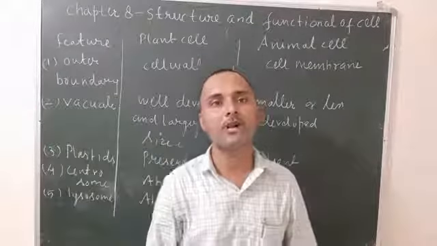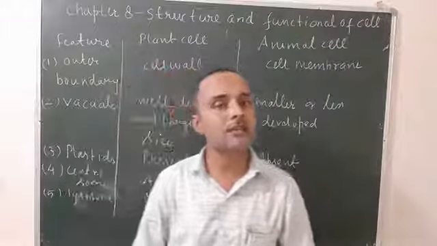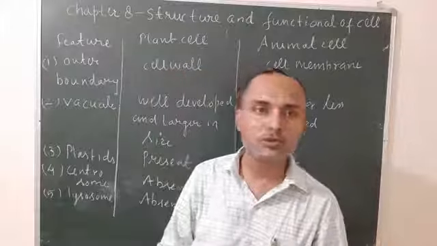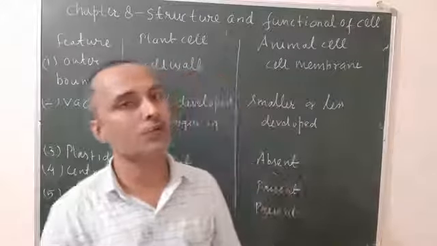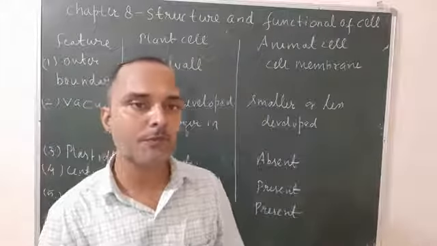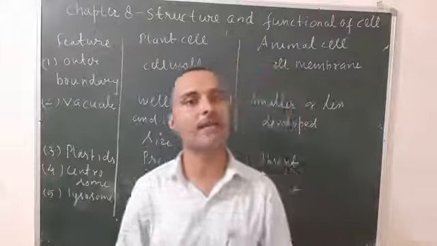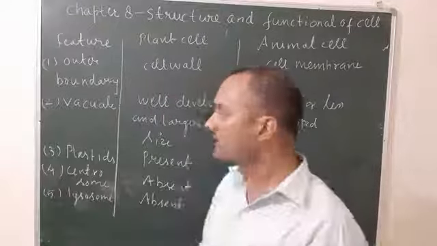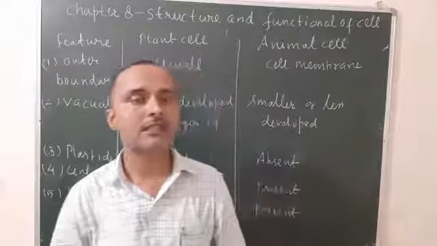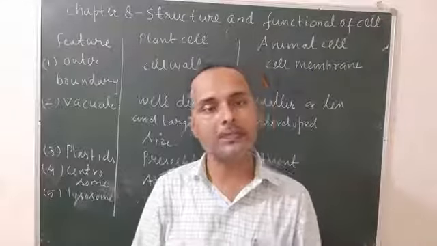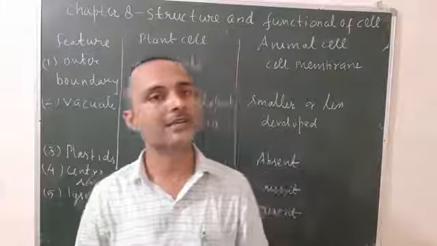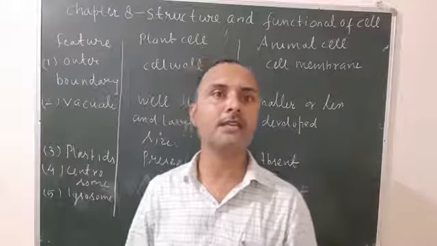Once again, what do you mean by prokaryotic cell? The cell which does not have a well organized nucleus, that means the nuclear membrane is absent around the chromosome. Such a type of cell is known as prokaryotic cell. This type of cell is found in bacteria and blue green algae. And what is eukaryotic cell? The cell which has a well organized nucleus, that means the nuclear membrane is present around the chromosome. Such a type of cell is known as eukaryotic cell. It is found in animals and plants.